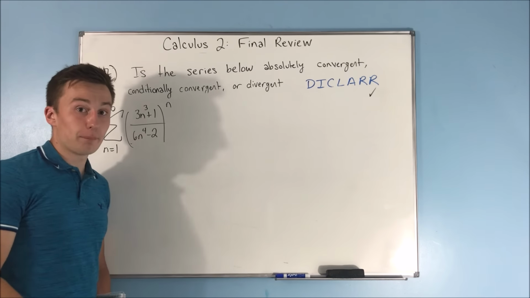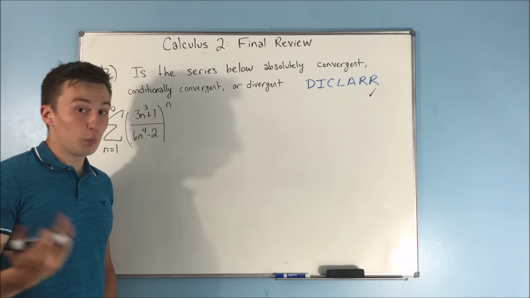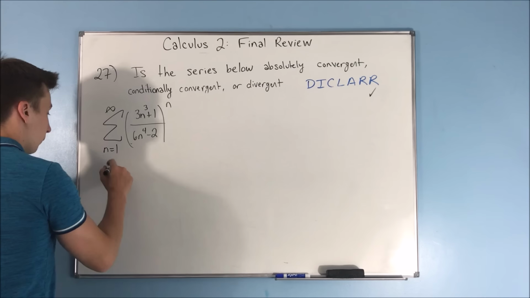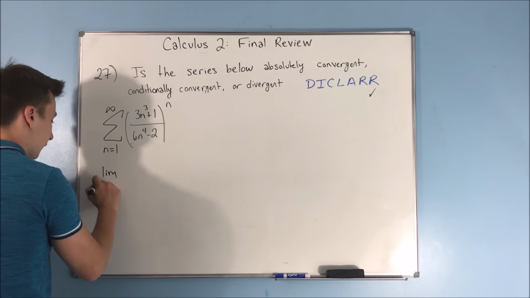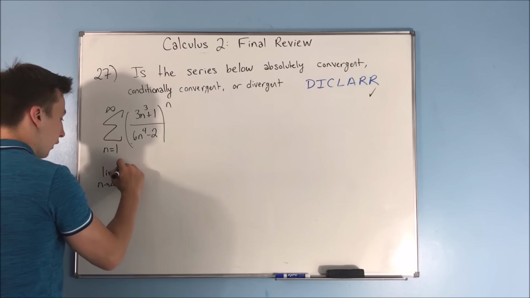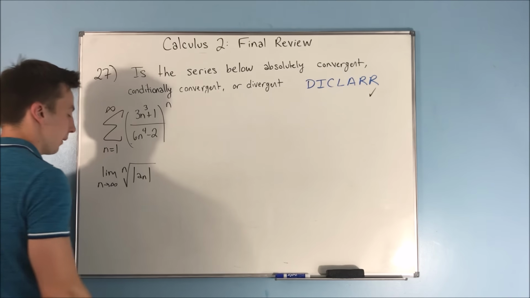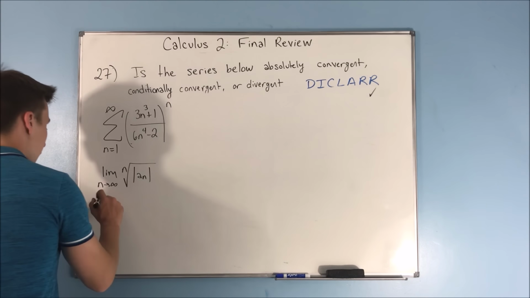It's the same thing, okay? When you see something like that, root test that all day, okay? So the root test is telling us to take the limit as n approaches infinity of the nth root of the absolute value of a sub n. So let's go ahead and do that here.